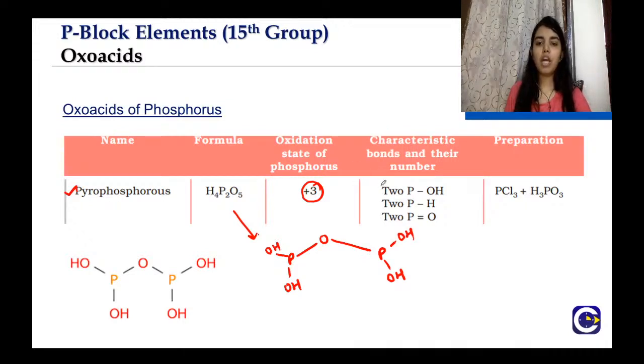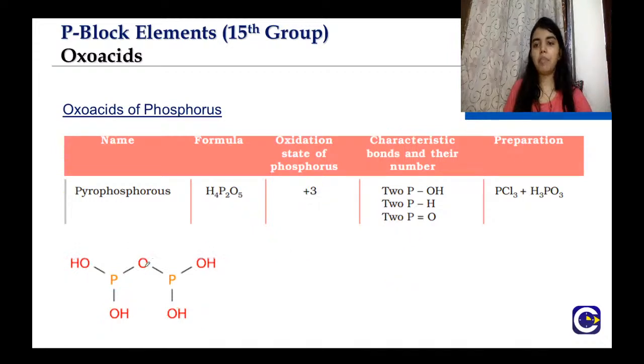So here, total, if you see, 1, 2, 3, 4 P-OH bonds, 1 P-O-P bond, that is very important, 1 P-O-P bond. And the preparation is basically PCl3 plus H2O, which will give you pyrophosphorus acid.